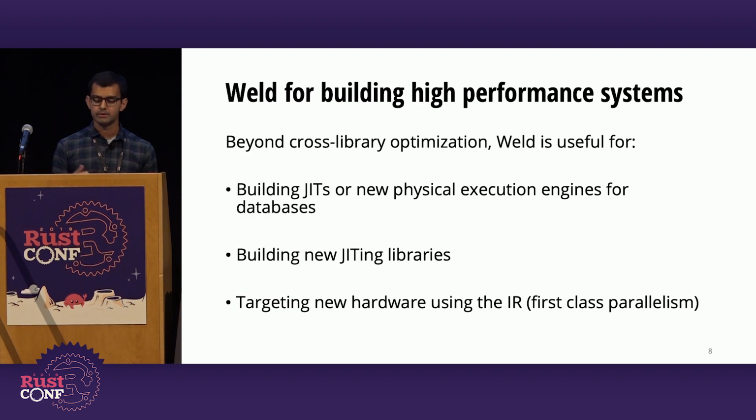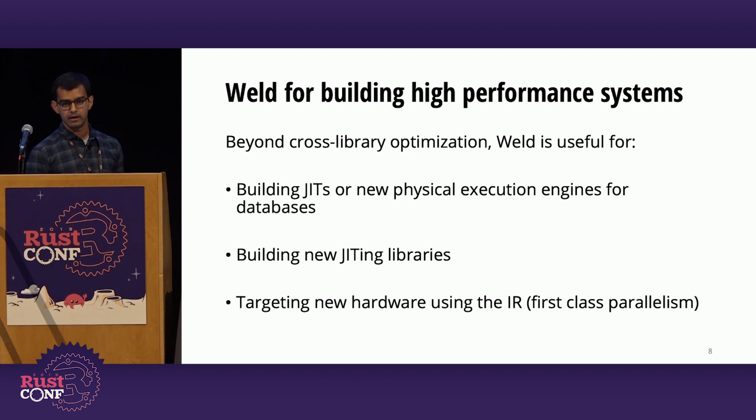So when we started with Weld, it was meant to target these cross-library optimization-based workloads. But over time, we've seen that it's been useful for other things as well. As a few examples, we've seen people use Weld to build JITs or new physical execution engines for databases or analytics frameworks. We've seen it being used just within individual libraries. So if you just want better native code execution in a Python library, using a JIT compiler is a great way to do that. So we've seen it being used for that.